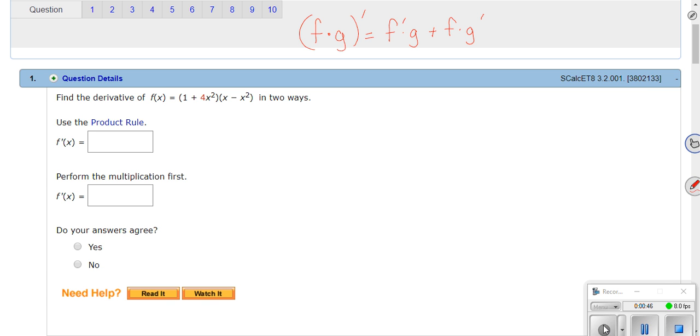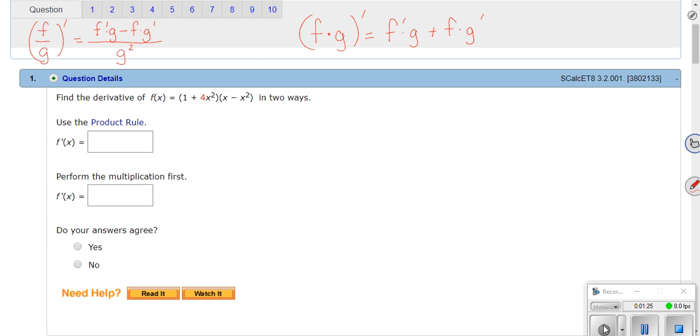Now, the rule for the quotient, let me see if I can sneak it in over here on the left. If I've got (f divided by g)', the derivative of the quotient of two different functions, that equals f prime times g minus f times g prime, all over g squared. Okay, f prime times g minus f times g prime all over g squared.